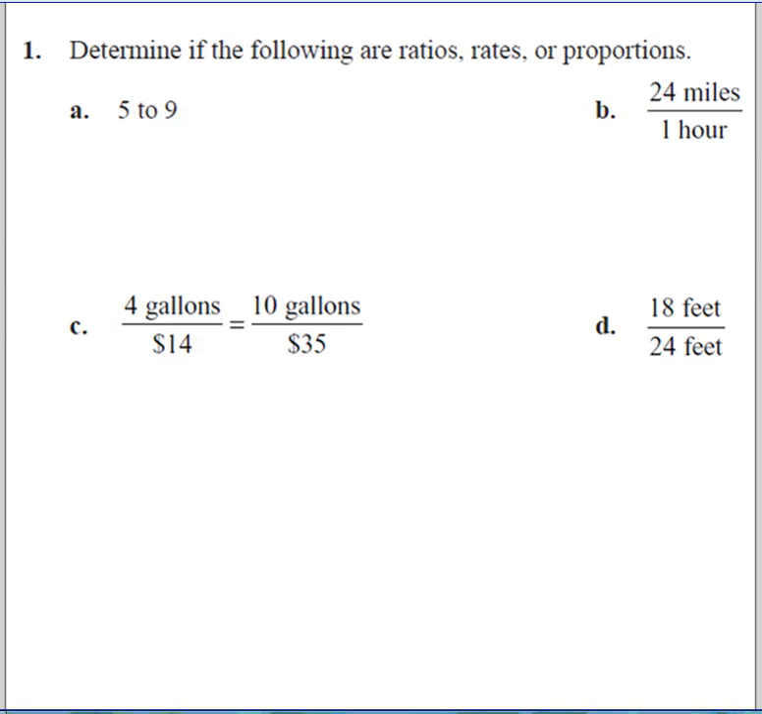So we have 4 examples. Determine if they are ratios, rates, or proportions. Our first one, we have 5 to 9. The word "to" is where our ratio or our fraction bar would go. So we can write this as 5 over 9, which would give us a ratio because there are no units written.